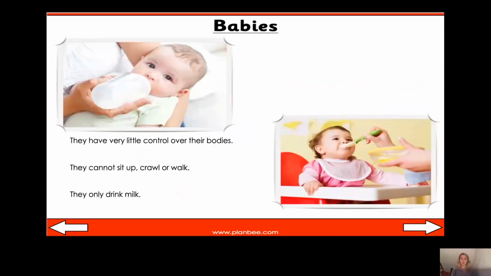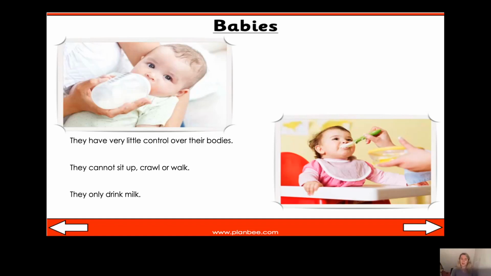So a baby is between the age of 0 and 1 year old. Okay, now when you're a baby, you have very little control over your body. So for example, you can't control your head. So when you're holding a baby, you need to make sure that you're holding their heads to help them control their head. And this means that they need an adult to take care of them all of the time and give them everything that they need. So for example, the adult will give the baby milk to drink.